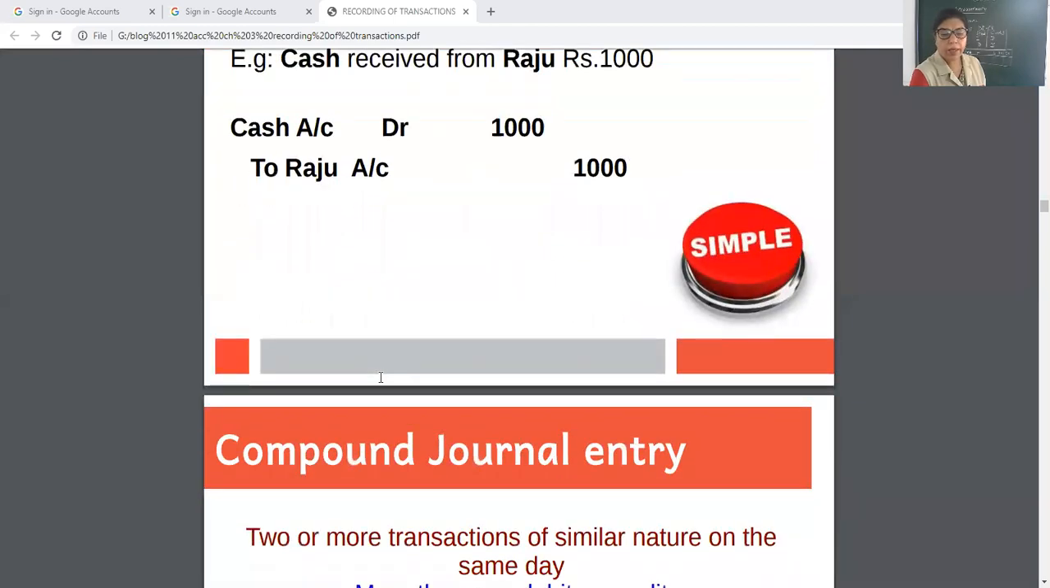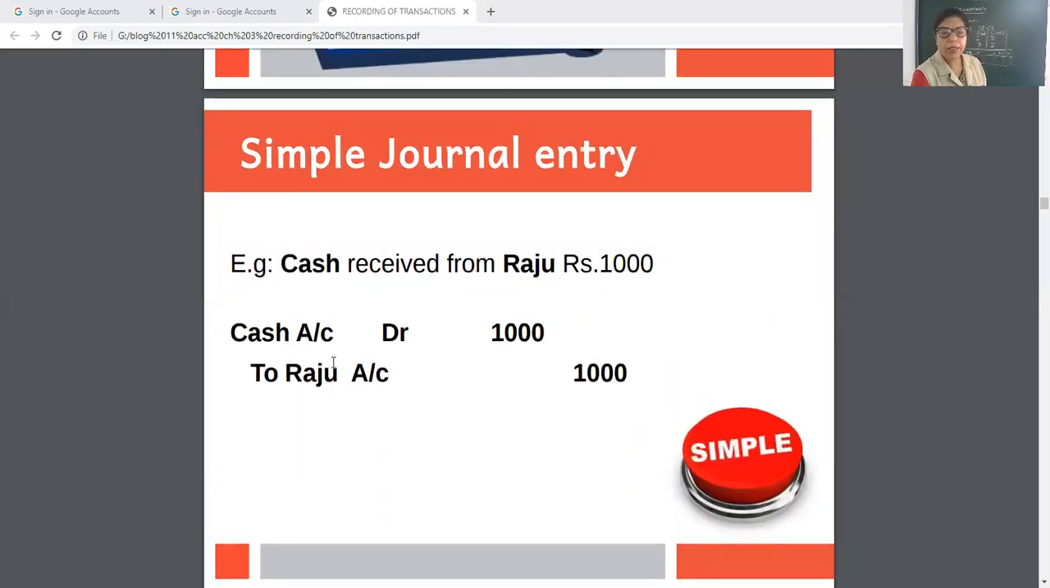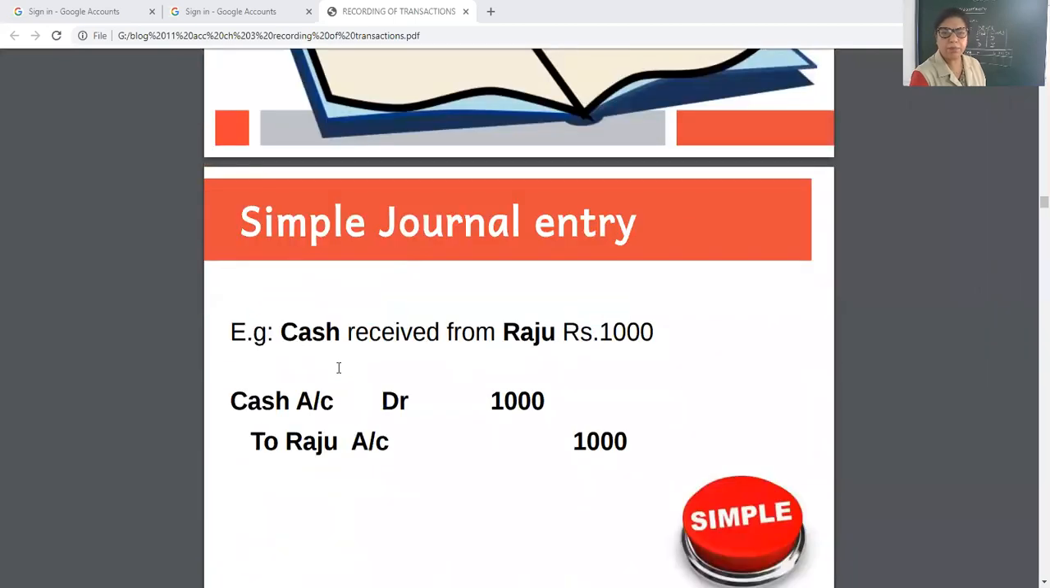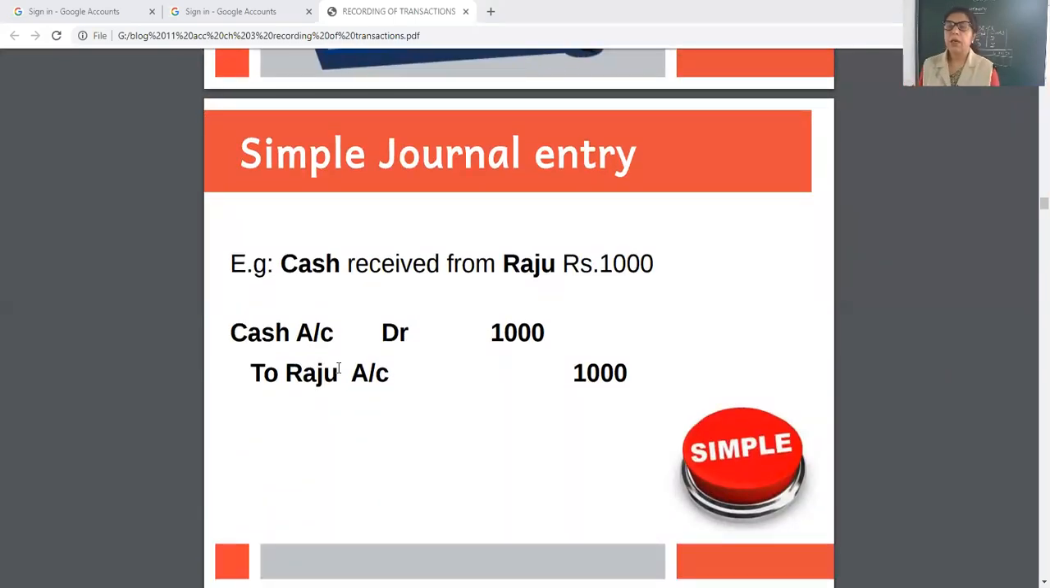Now think: why is cash debited, and why is Raju credited? The rules of debit and credit I gave you earlier are applicable here. Cash means an asset increasing, that's why debit. Raju means a liability decreasing, that's why credit. Now, why is this a simple general entry? This is a simple general entry because only one account is debited and one is credited.